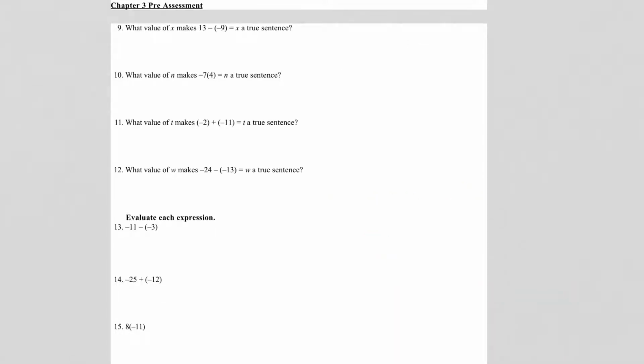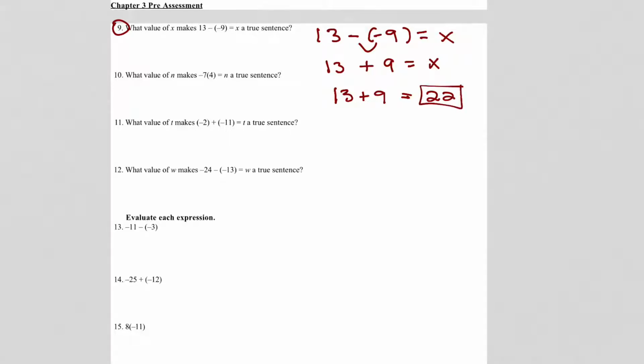All right, moving right along, number 9. What value of x makes 13 minus negative x equal negative 9 true? So I'm going to rewrite this problem. And they just want to know, what is x, or what is 13 minus negative 9? Well, remember, when you have two back-to-back negatives, it makes a positive. So we want to know what 13 plus 9 is. So we're going to add 13 and 9, and we're going to get 22. So x is equal to 22.